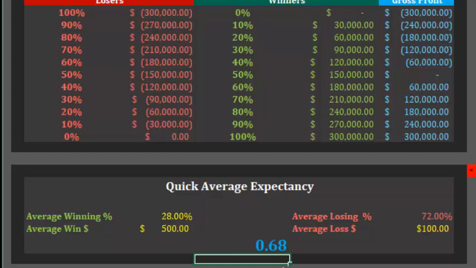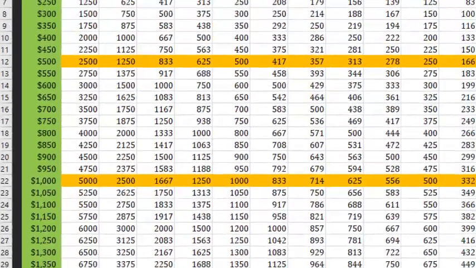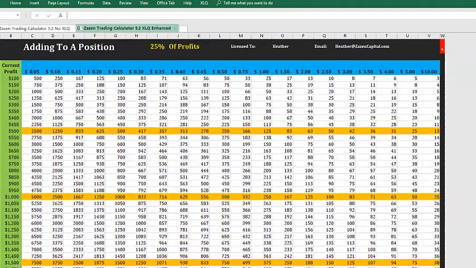Another thing that's nice about this is you can take this number and compare it to the number you get using different strategies to help you figure out which ones are performing best. Next up is the adding to a position calculator.